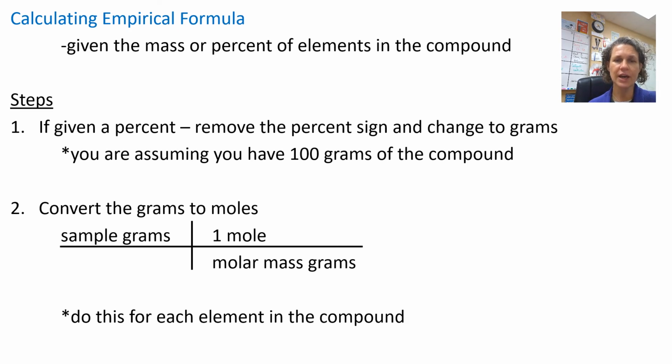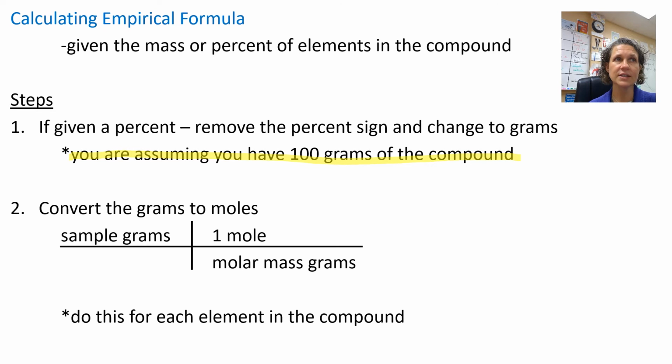Okay. So now, the next one, this is really what it's more useful for, I think, as far as chemistry goes, and that is calculating the empirical formula. And you have to have some information. You have to have the mass, or you have to have the percent of the elements in the compound, and then you run through some steps. So step 1, if you are given a percent, you remove the percent sign and basically erase it and put a G there. You change it to grams. We can do this because we make this assumption that you have 100 grams of that compound.